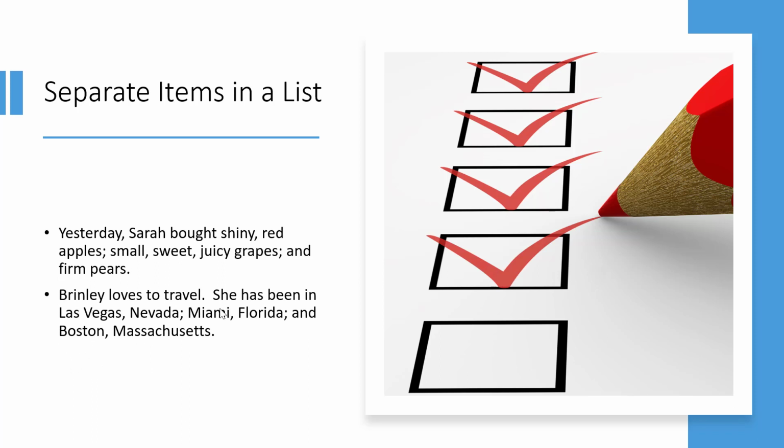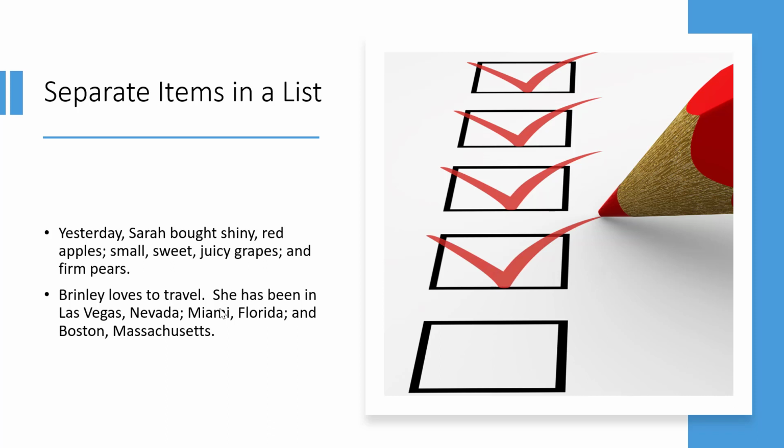In the first one, we are talking about things that Sarah bought. So Sarah bought three things. She bought shiny red apples, she bought small sweet juicy grapes, and she bought firm pears. Because the shiny red apples and the small sweet juicy grapes already have commas, you need to put a semicolon between the first item and the second item, and between the second item and the conjunction, so that your reader knows where each of the new items begins.